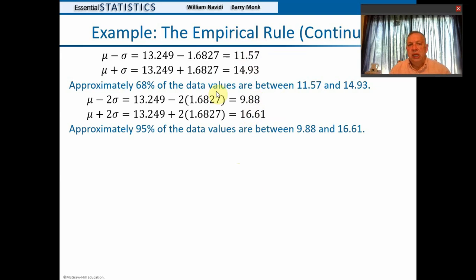What about 2? If I did 2 times this, that's 2 standard deviations out, 2 times the standard deviation. 13.249 minus this, that would be 9.88 would be the lower end. The mean plus 2 standard deviations, that's 2 sigma, 2 times the standard deviation, 16.61. Now we get to use that second empirical rule data, the 95%. The 95% of the numbers would go between 9.88 and 16.61.